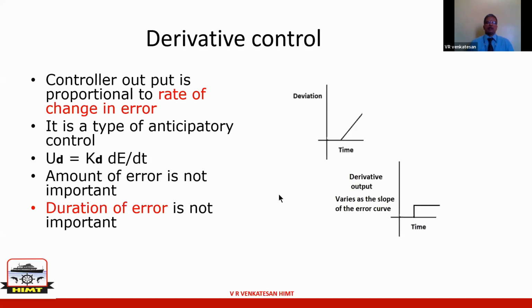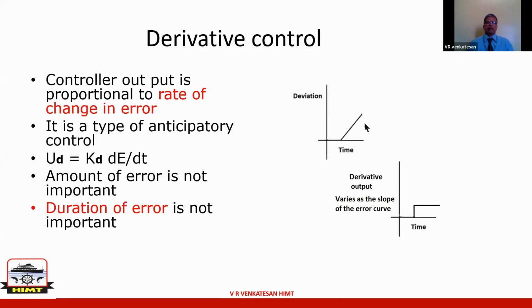Now, if you see on the right hand side, you can see a small sketch. What is on the x-axis is time. Y-axis is called deviation. So, what is the meaning of this line going up like this? The deviation line is going up. What does it mean?